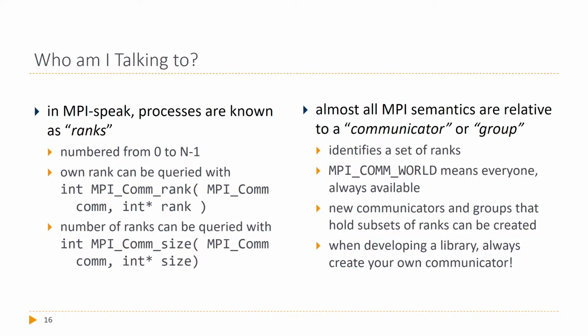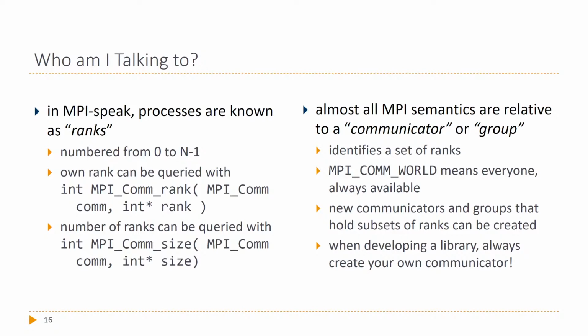Now, I mentioned ranks several times, and that's the main information of who you're talking to and who you are yourself. In MPI speak, rank is just a different term for a process or process ID, and it's numbered from 0 to n-1, where n is the number of processes. Nothing too special here. You can query the rank with MPI_Comm_rank, and you can query the number of ranks with MPI_Comm_size. We already saw that in the example now.